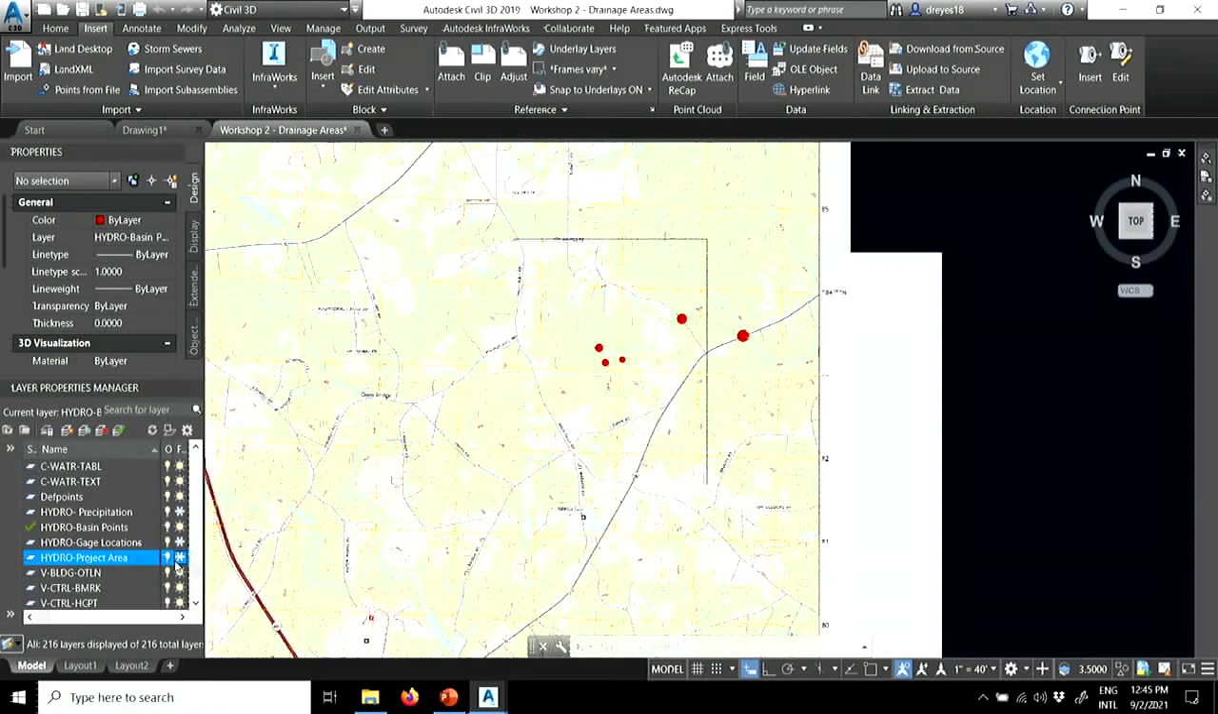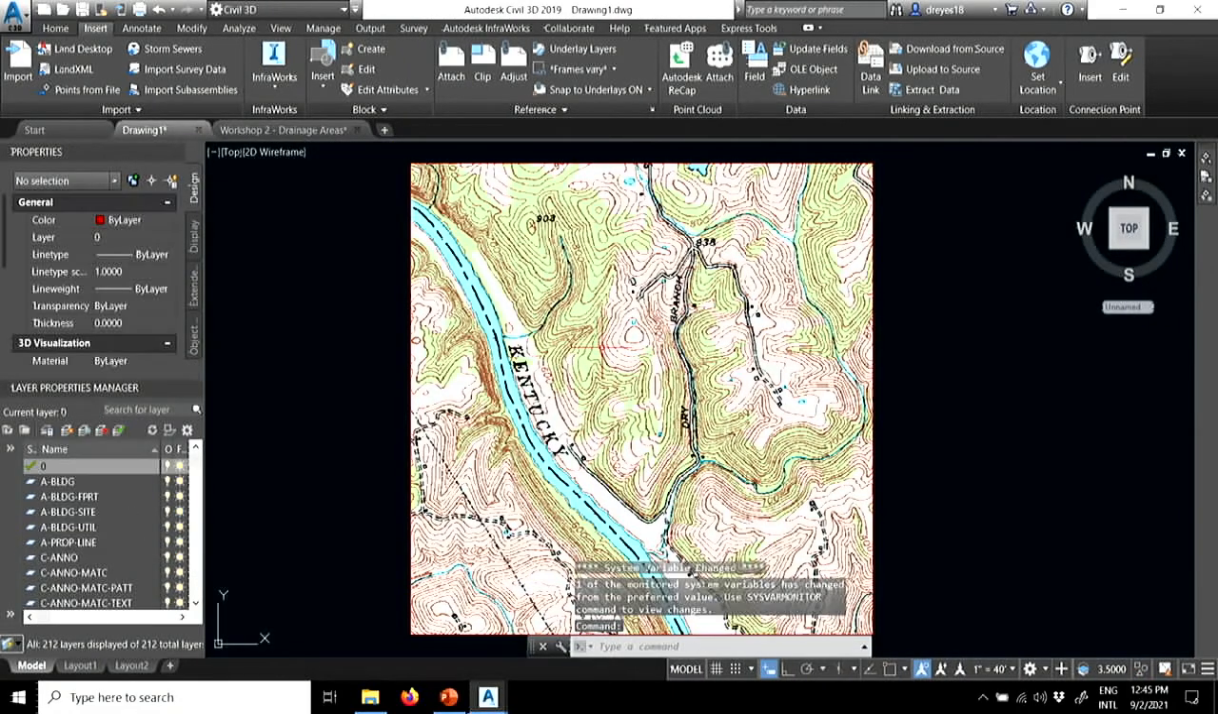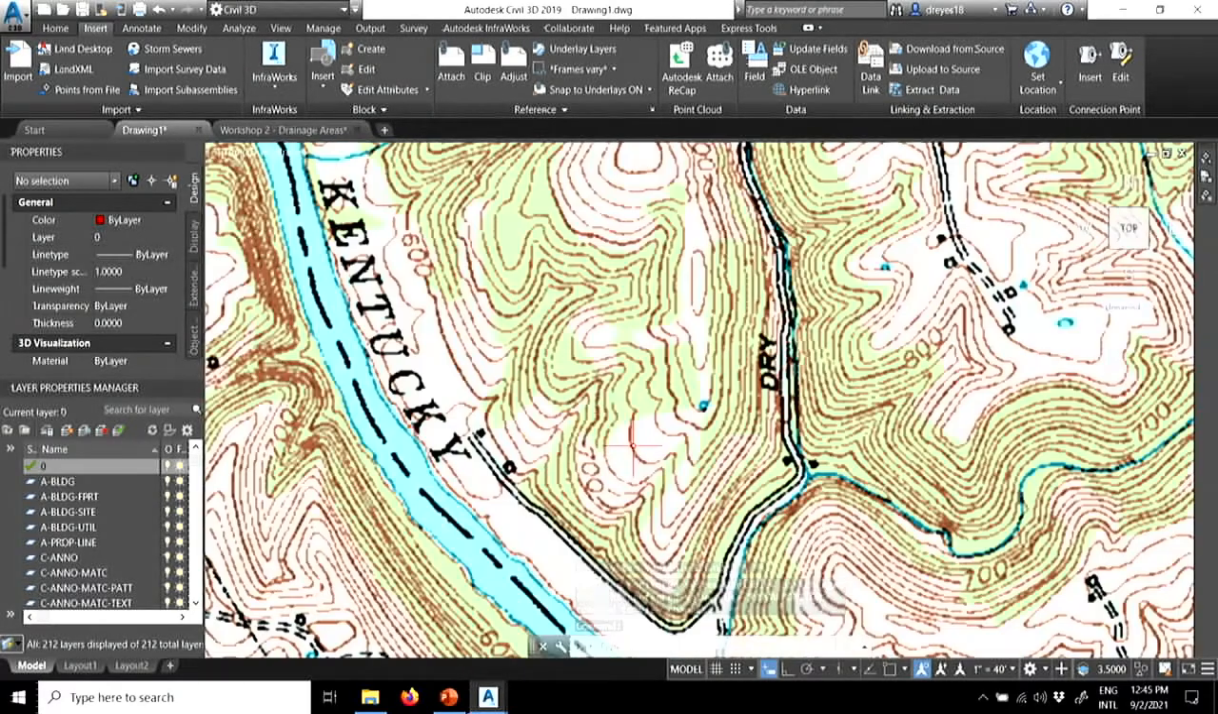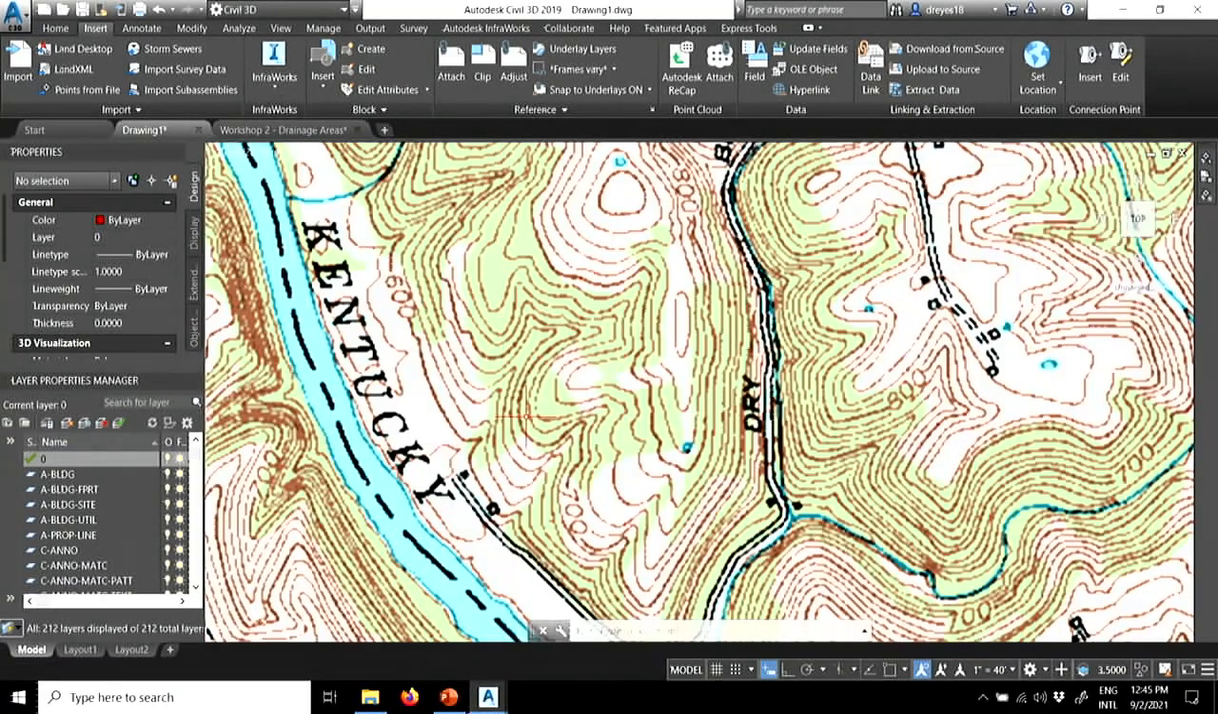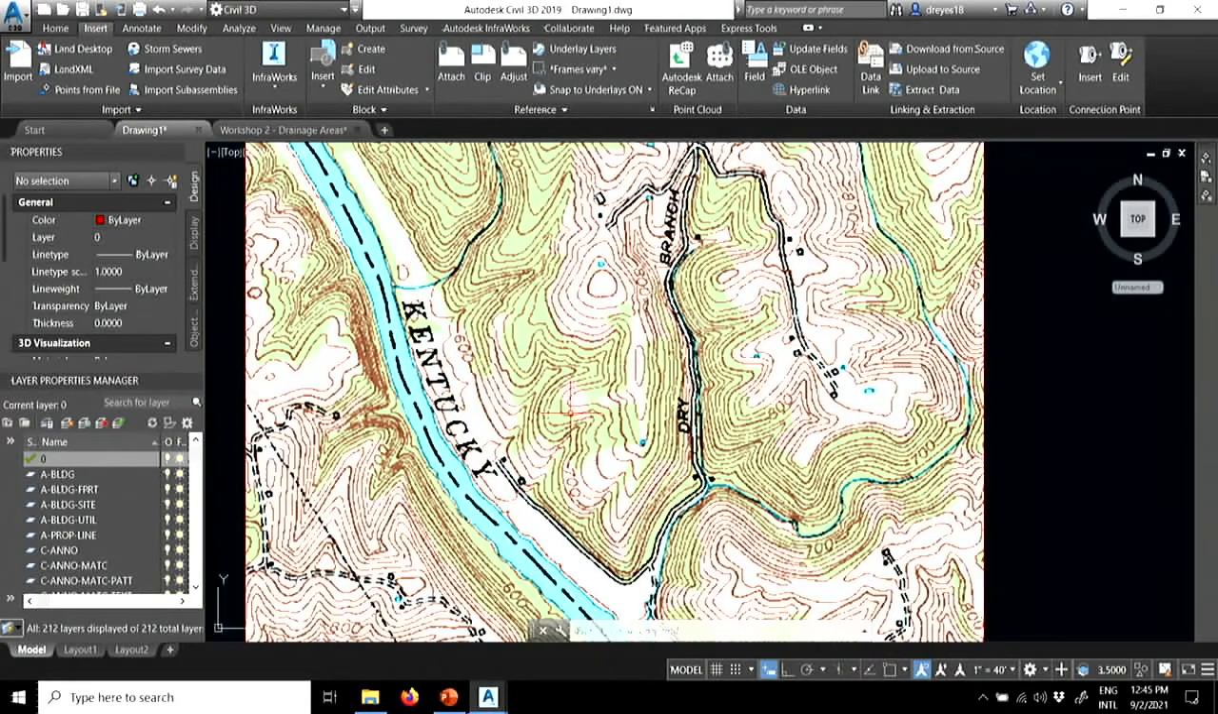Now, before we actually start drawing drainage areas, I do need to explain a little bit of what's behind drainage areas. This is another file. It's just a little bit easier to read and a little bit smaller. It's a different area, of course. This is Kentucky. First of all, is everybody familiar with topographic or contour maps? Okay, so let's just make sure that we're all familiar with it, not just some of us, but all of us.